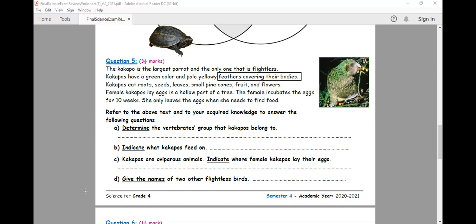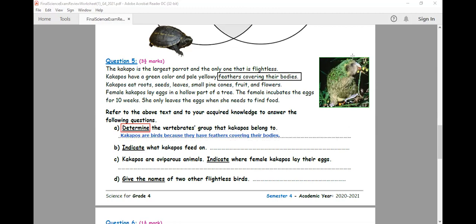Birds. Is this your answer? No, we have to answer with a full answer. We should give a full answer. Kakapos are birds because they are covered with feathers. Bravo. Kakapos are birds because, Ali Hassan Hamoud, you are saying correct answers, but the voice is not that clear. Okay. Kakapos are birds because they have feathers covering their bodies, as they said in the text.